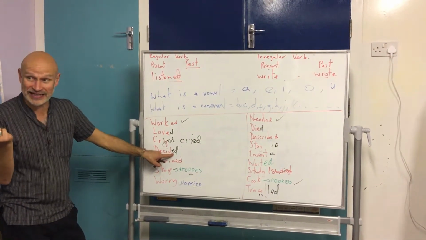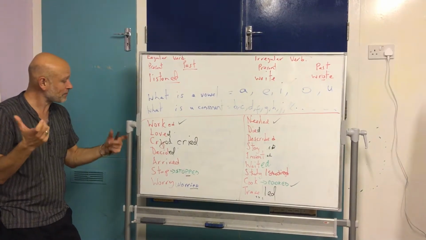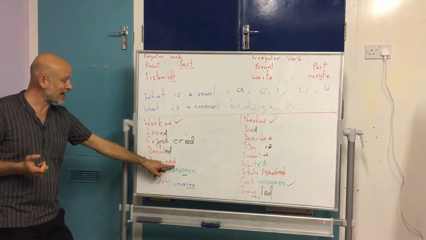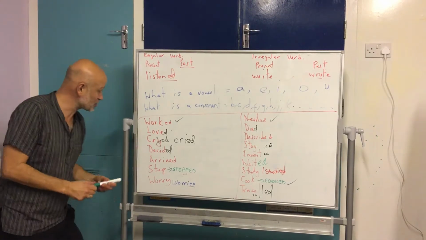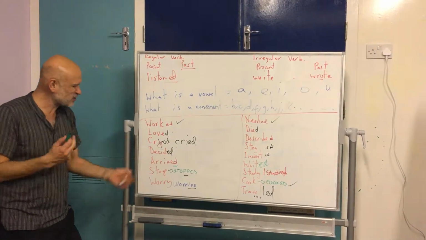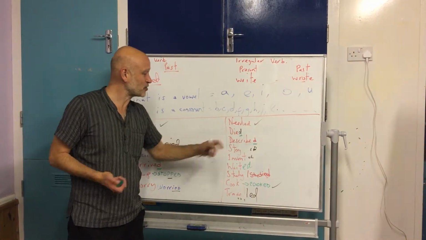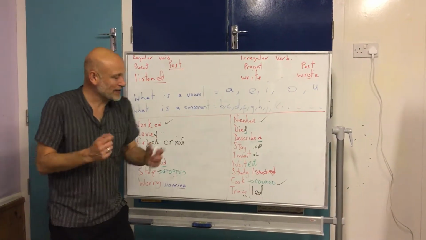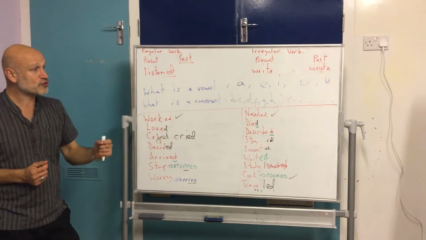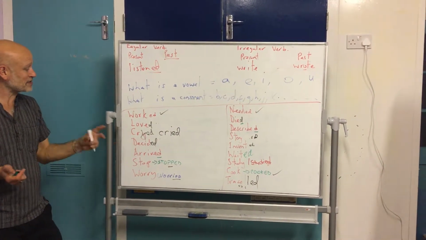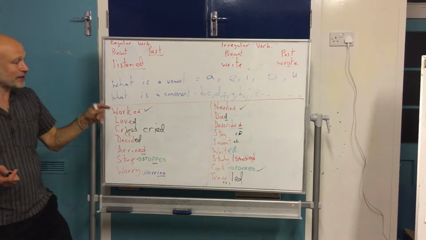Decide already ends in an E, so we just add D. Rule number two. Arrive, just add the D because it's rule number two. It still looks the same. Describe, D. Die, we just add the D. It's quite easy. Then we move on to rule number three, ones that end with a Y.